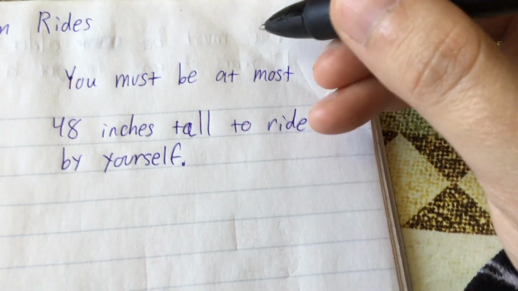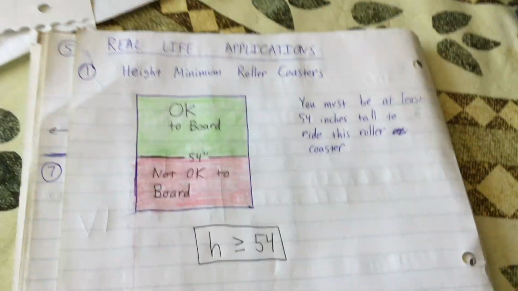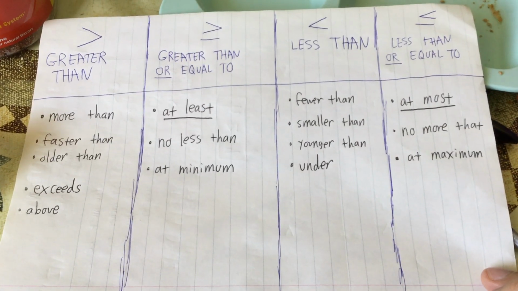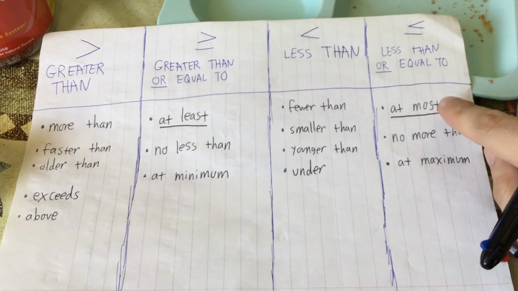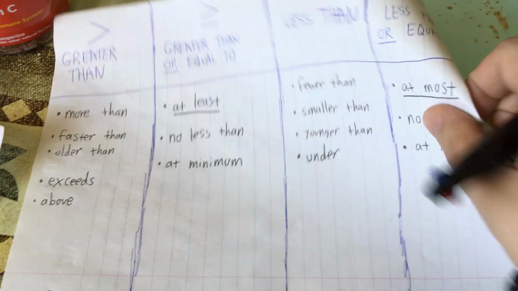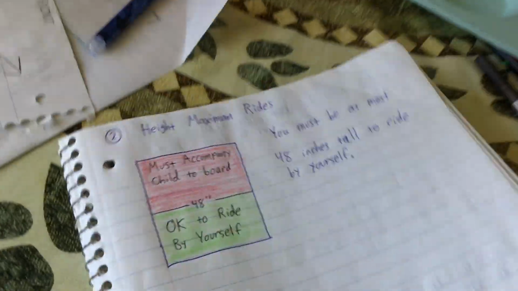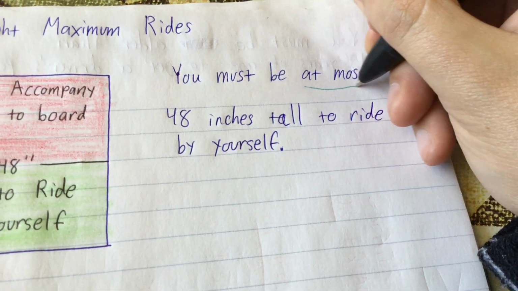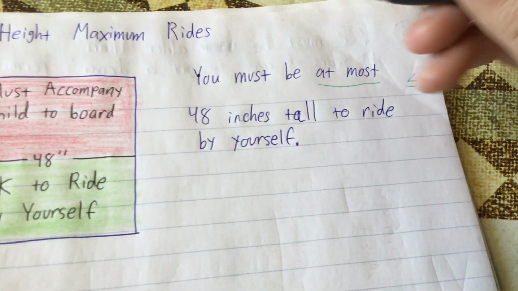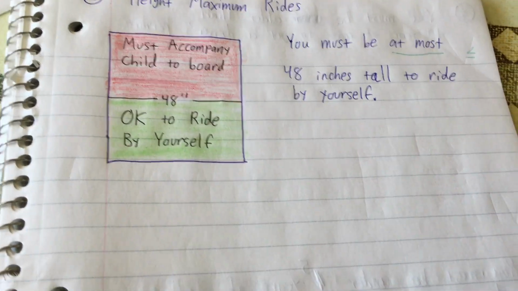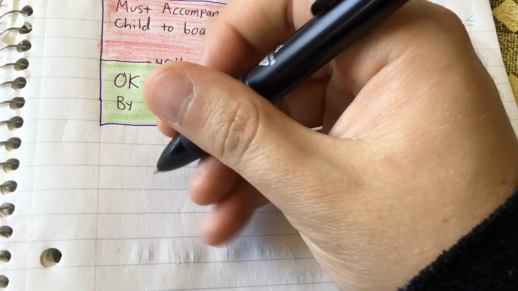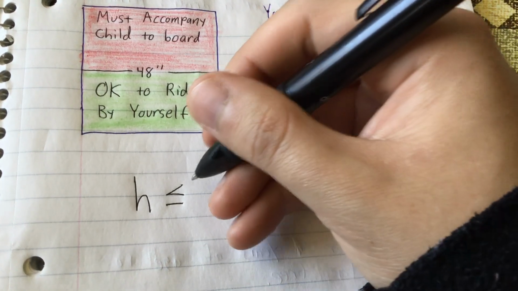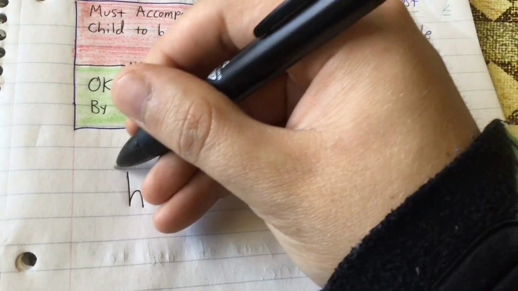So what does at most mean? At most, go back to your table. Where do I see at most? Less than or equal to. So if I want to ride Dumbo, I need to be at most, which means less than or equal to 48 inches tall. So my height, I'm going to call it the letter H, must be less than or equal to 48 inches.